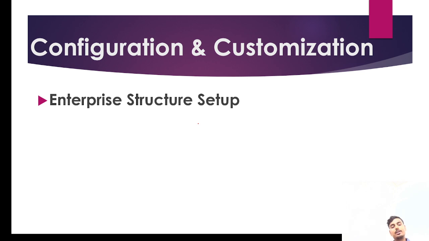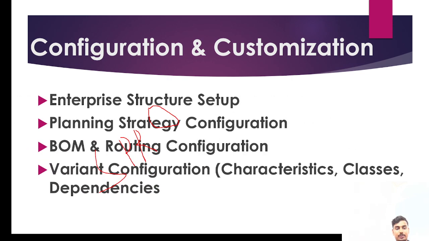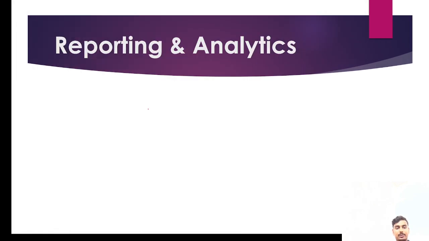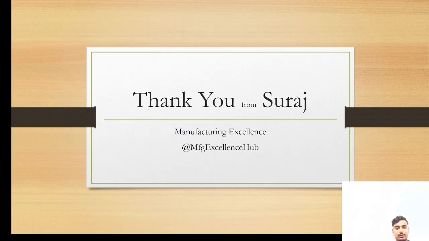Controlling, CO. Configuration and customization: you have to know about customization, enterprise structure setup. As I already told you, we use SPRO t-code for the enterprise structure setup, and for location creation and plant creation, planning strategy, BOM, routing, various things are important. Reporting and analysis: we will use production planning reports, MRP report, shop floor control.